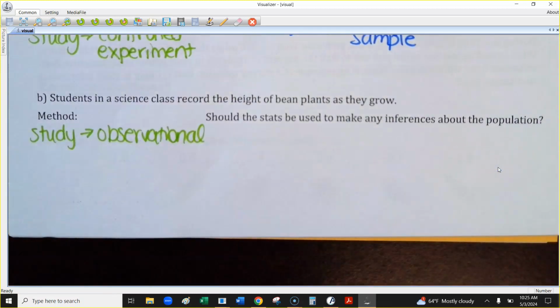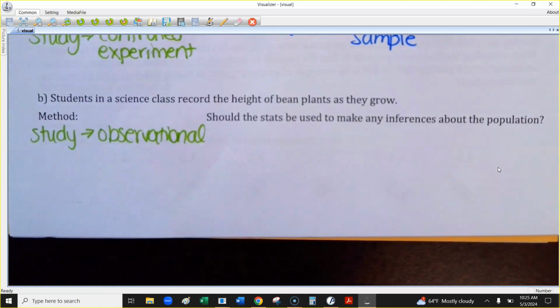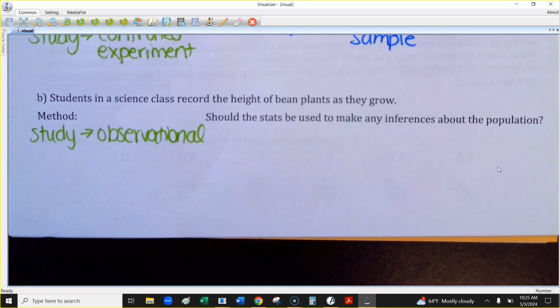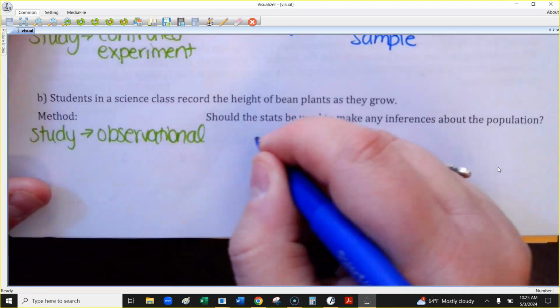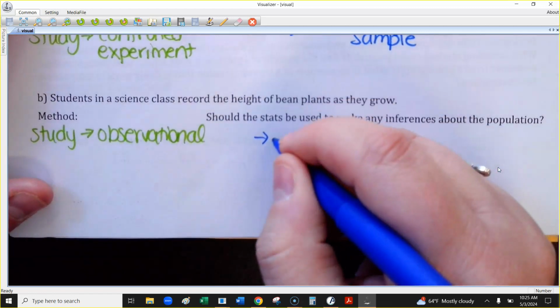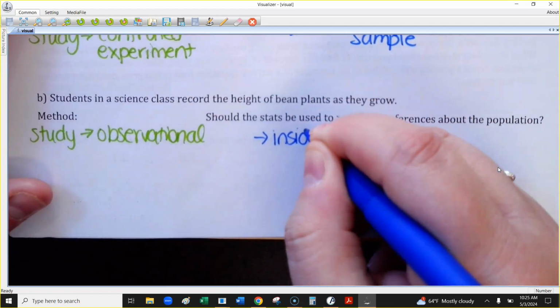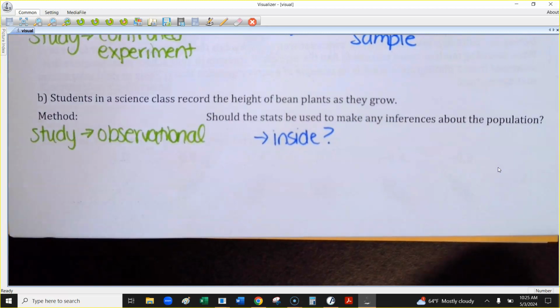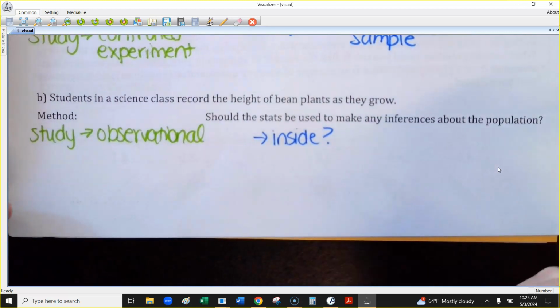What do we think? I could probably argue it either way. Would you make some kind of general conclusion about how bean plants grow? Like, what would be wrong with it if I made a general conclusion? Yeah, I mean, if they're growing in the classroom, you could say maybe soil or light. Okay, so they're growing inside, right? So maybe that doesn't reflect how they would grow outside. I could use that as a defense. What else could I maybe use?